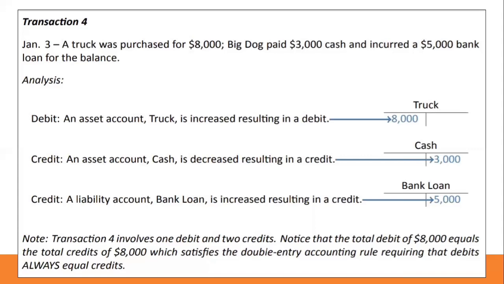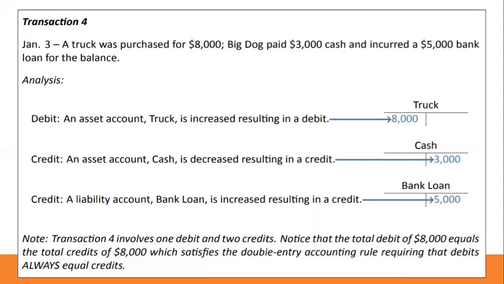And also, if you can notice in our credit side, another asset, cash, is decreased, resulting in a credit. Since we paid 3,000 in cash for that particular truck that we purchased, there is a significant amount of money that we let out from our company's pocket. So that means there is a decrease in our company's cash. That is why, since your cash decreased, we need to credit the account.